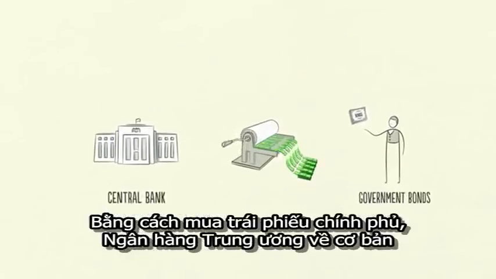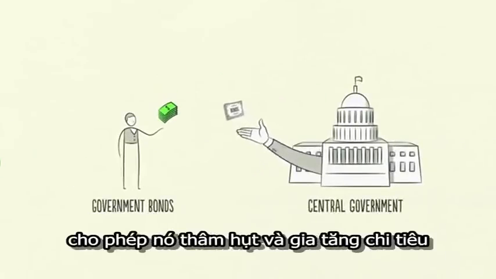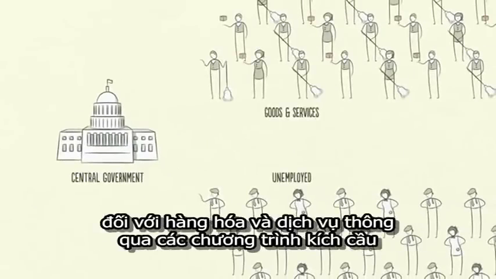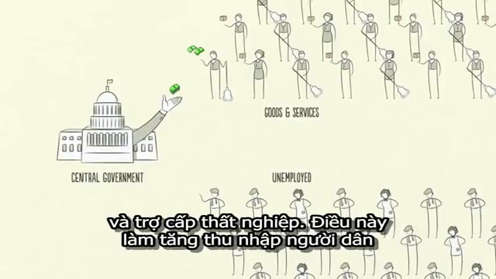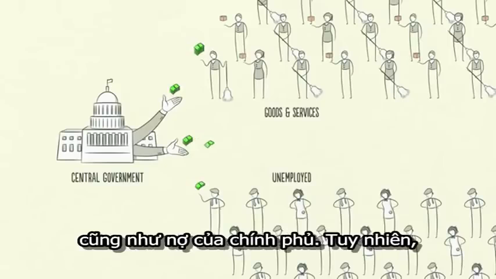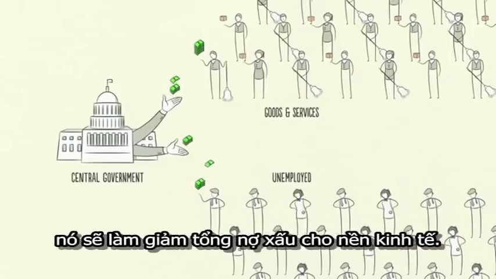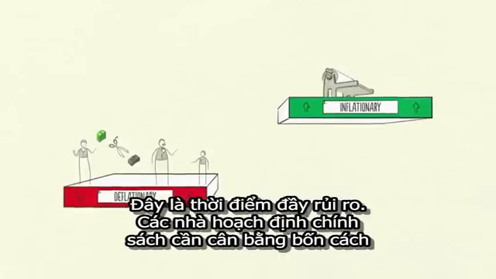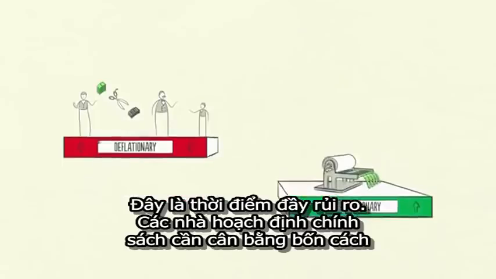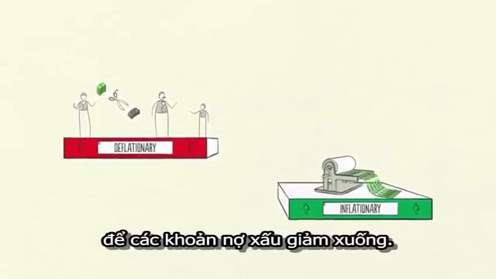By buying government bonds, the central bank essentially lends money to the government, allowing it to run a deficit and increase spending on goods and services through its stimulus programs and unemployment benefits. This increases people's income as well as the government's debt. However, it will lower the economy's total debt burden. This is a very risky time. Policymakers need to balance the four ways that debt burdens come down.